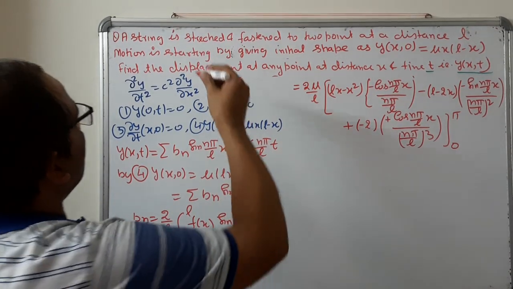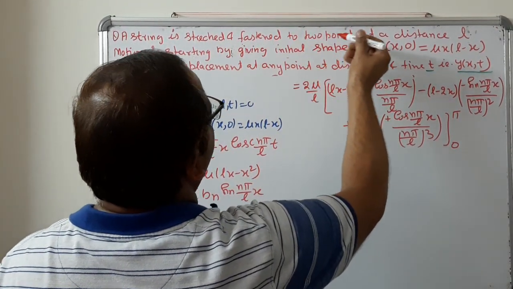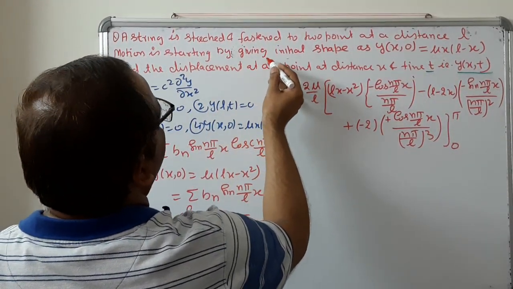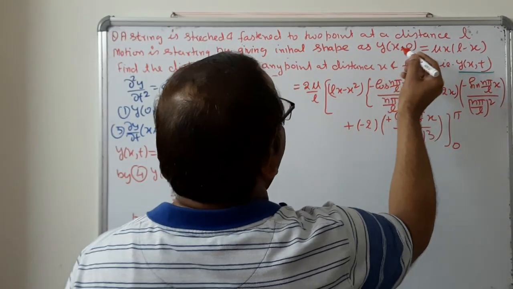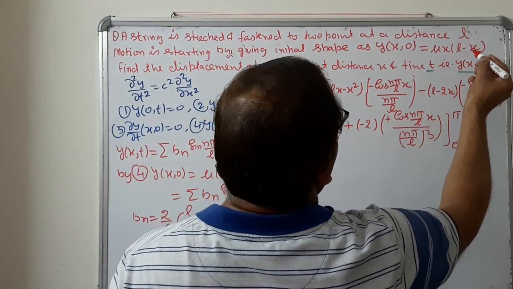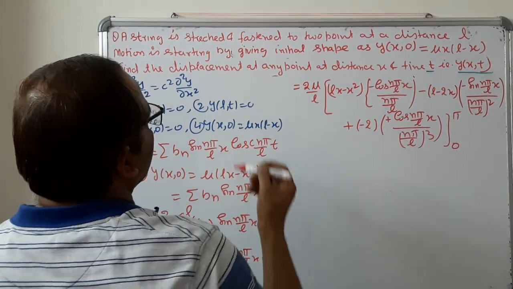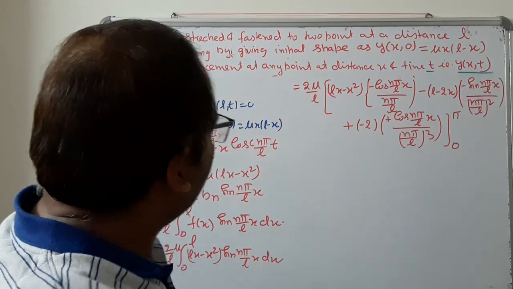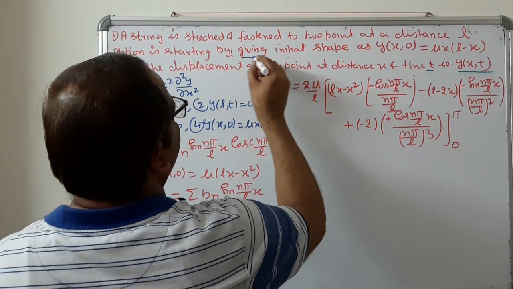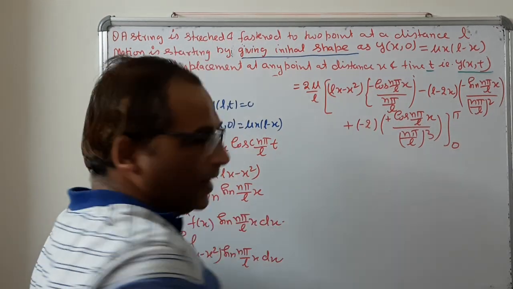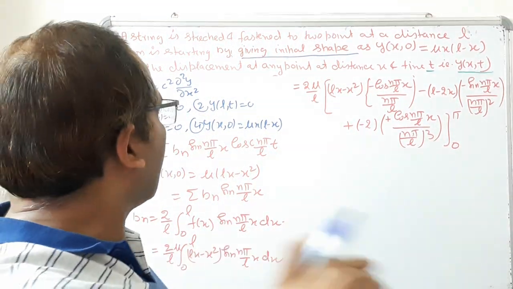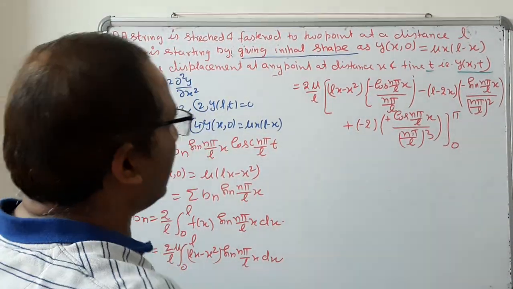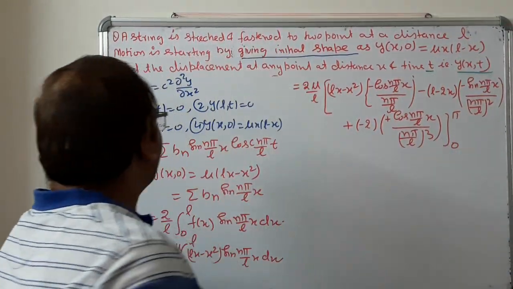Now take another example. A string is stretched and fastened to 2 points at a distance L. Motion is starting by giving initial shape as y of x,0 is equal to mu x (L minus x). Find the displacement at any point x and time t. Here the important point is giving initial shape. Initial shape means type first, type A. This is the equation of type A, right? And the condition is mu x (L minus x).